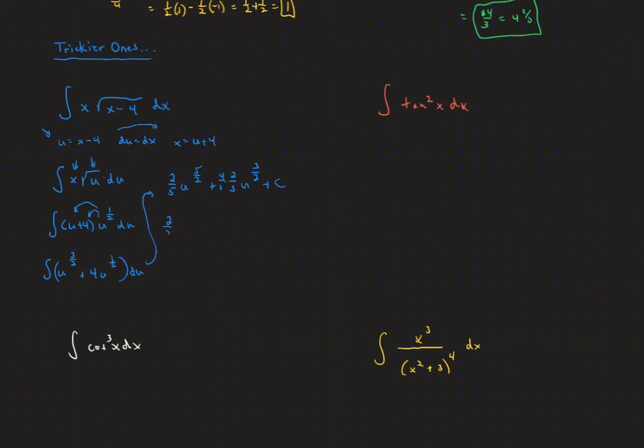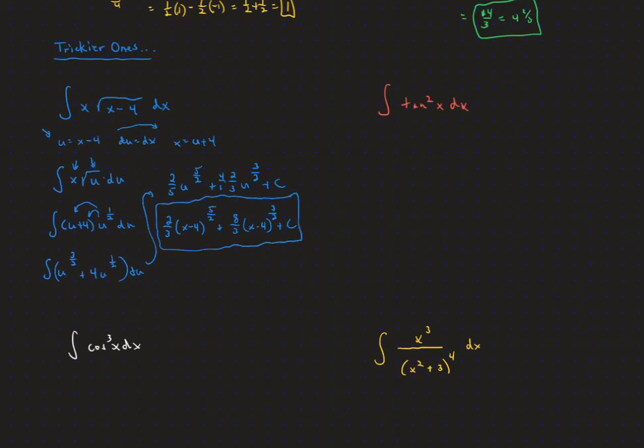So I'm going to clean up and also go back to the x's. So u, remember, was x minus 4 to the 5/2. This is going to now be 8/3 times x minus 4 to the 3/2 plus our constant of integration. Those are sneaky. Got to be on the lookout for those.